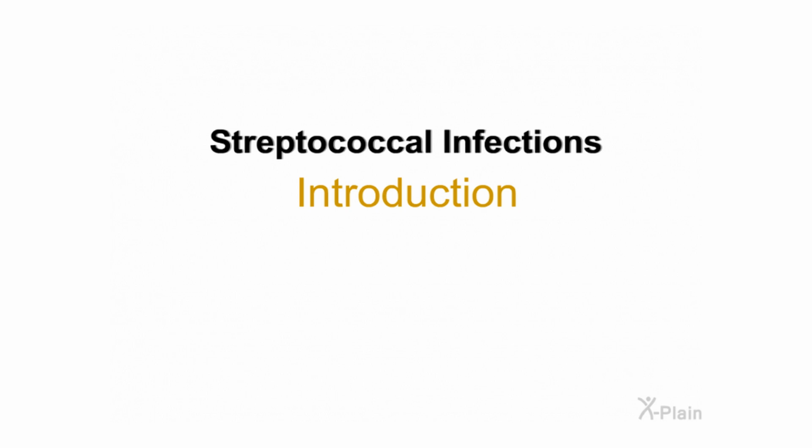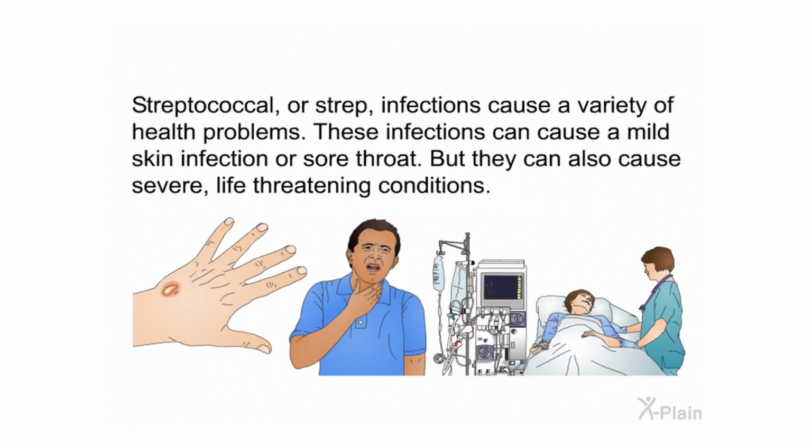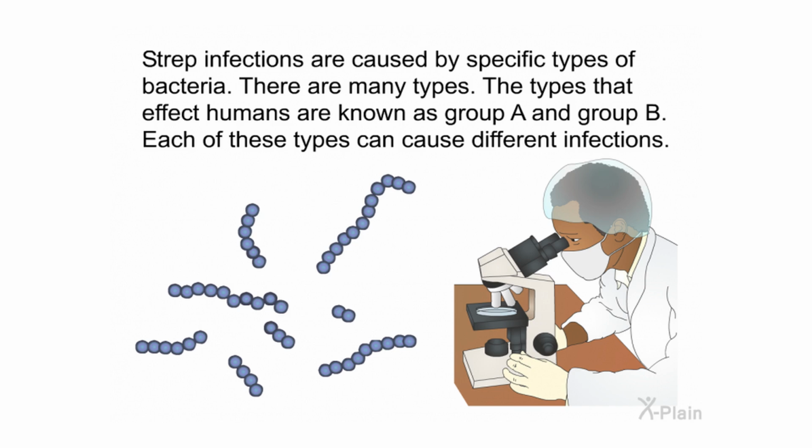Streptococcal infections. Introduction. Streptococcal or Strep infections cause a variety of health problems. These infections can cause a mild skin infection or sore throat, but they can also cause severe life-threatening conditions. Strep infections are caused by specific types of bacteria. There are many types. The types that affect humans are known as Group A and Group B. Each of these types can cause different infections.